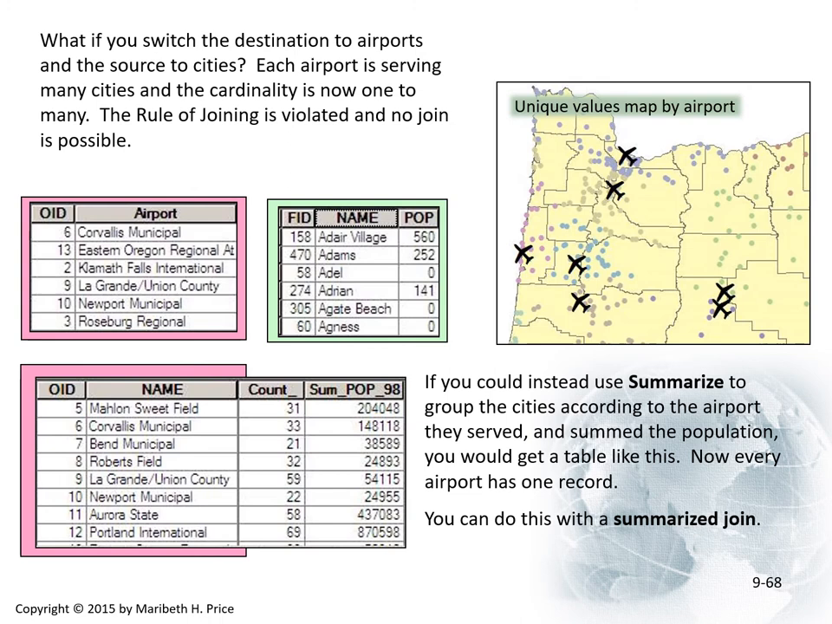Cardinality. When you're joining data, there's something called the rule of joins, which says you can only join one thing to one thing. If you try to do more than that, it's not going to work. It's a violation. If you're trying to join multiple things to a single thing, the only way you can do it is if you summarize those multiple things into a single thing. Because it always has to be a single thing being joined to a single thing.